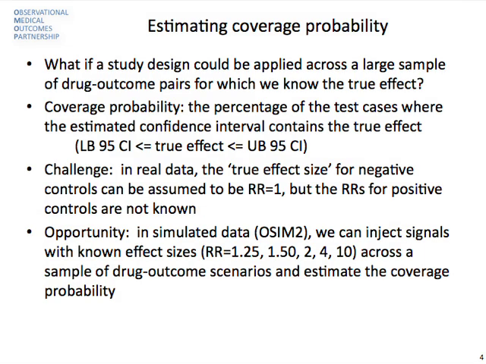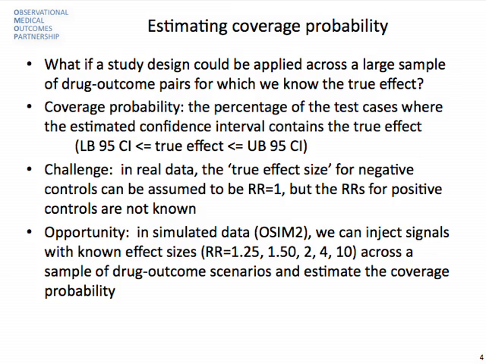So I just mentioned the word coverage probability, and let me explain what this is. We can ask the thought experiment, what if a study design was applied across a large set of drug outcome pairs, our positives and negative controls, where we knew the true effect size. This is where our OSIM2 simulation comes in handy, where we can inject relative risks of known sizes. When we inject signals of known sizes, I can apply a method to a database, the method spits out a confidence interval, and I can ask a very simple question: does the confidence interval contain the true injected signal size?